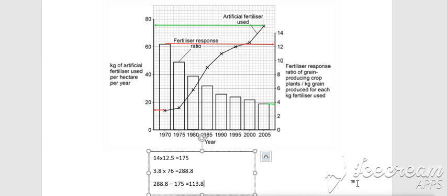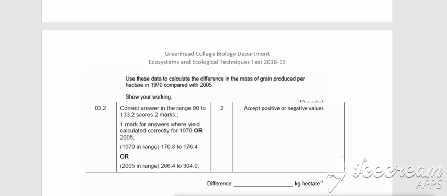Obviously, this graph paper is quite tricky to read, so the range is fairly large, and you may have got a result that's outside of the range and your teacher has still awarded it due to the fact that when the paper's been photocopied, it is really hard to see. So that explains how we get an answer of between 90 and 133.2 for our mark scheme.